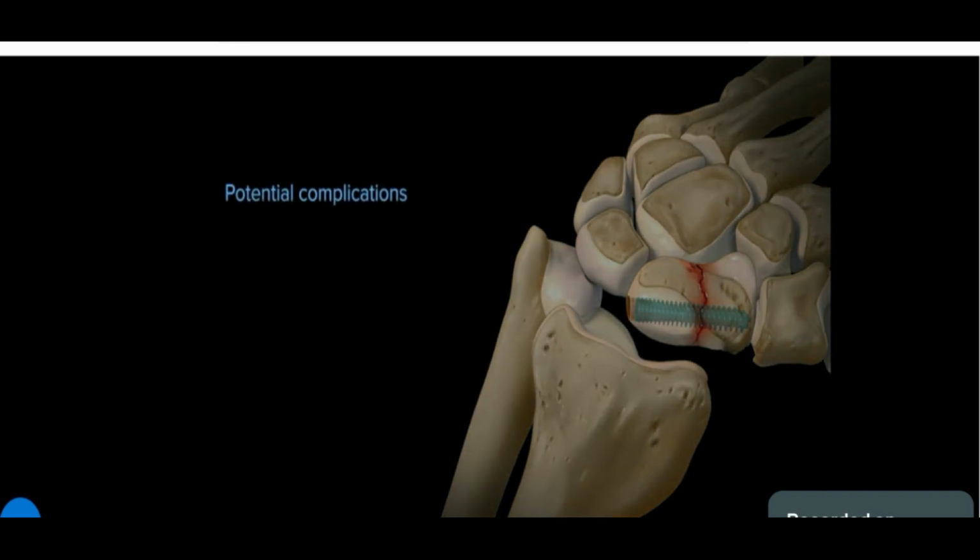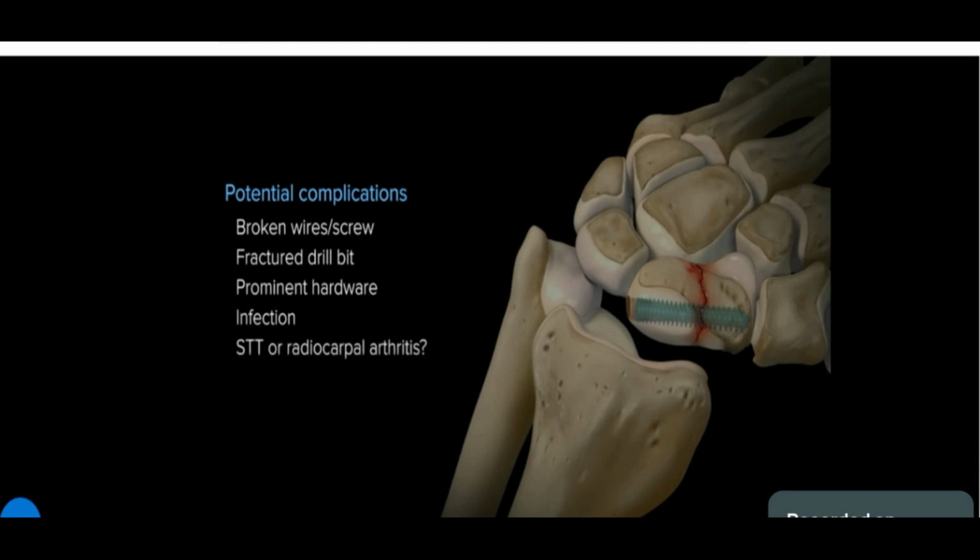Potential complications of surgery could be a broken K-wire or a screw, as shown by Bushnell and others, who did a retrospective review of 24 patients treated with dorsal percutaneous techniques. Other complications could be a fractured drill bit, prominent hardware, or infection. Scaphotrapeziotrapezoid or radiocarpal arthritis is still questionable as a possible complication.